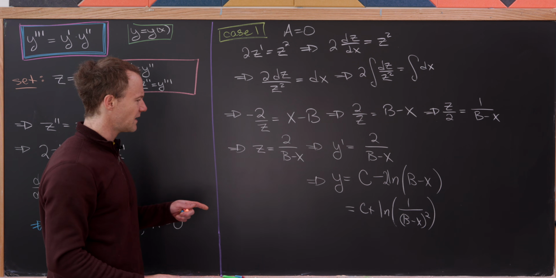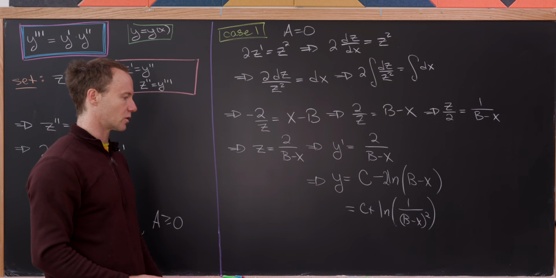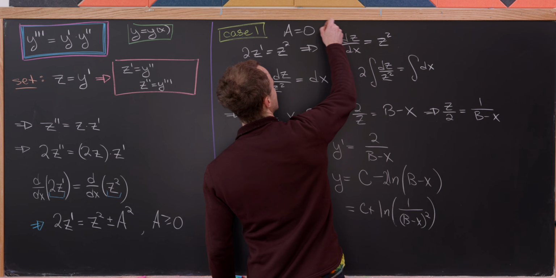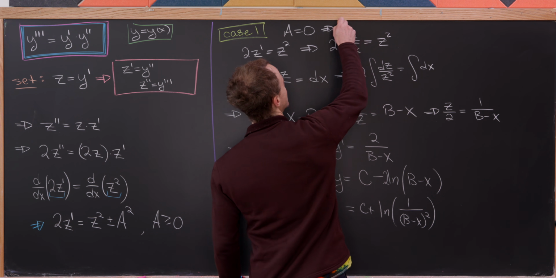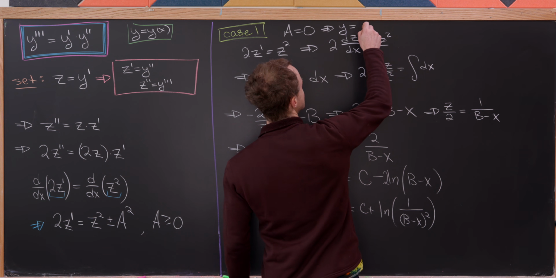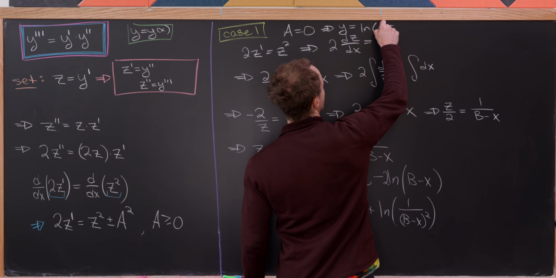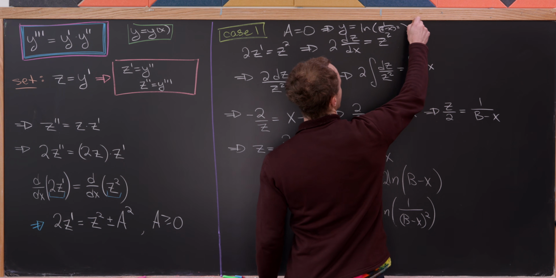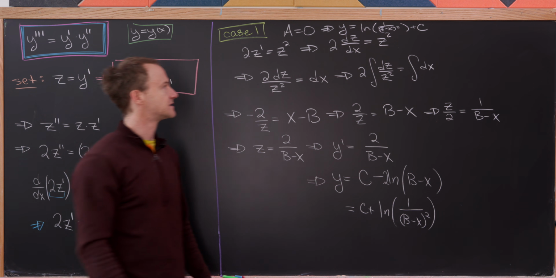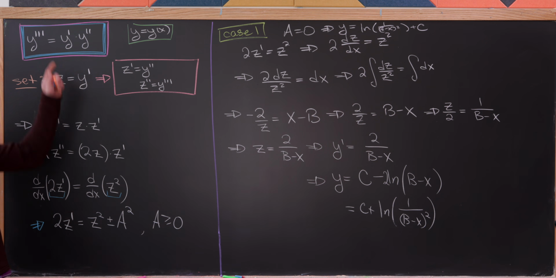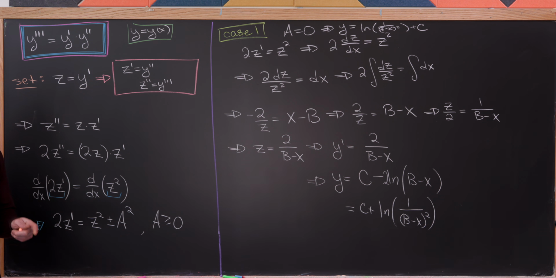And then, maybe I didn't really need to change the order here. Let's go up here and just collect what we have. So we have y in this case is equal to the natural log of 1 over b minus x squared plus some constant. And you might say, well, we started with a third order differential equation and now we only have 2 arbitrary constants, but we actually have 3 because this was a special case of our original constant being equal to 0. Okay, let's move on to the next case when a is positive.